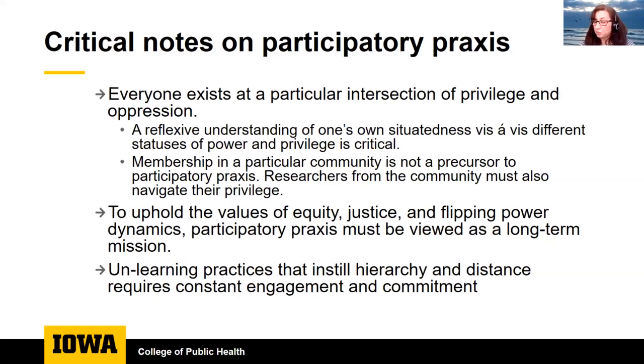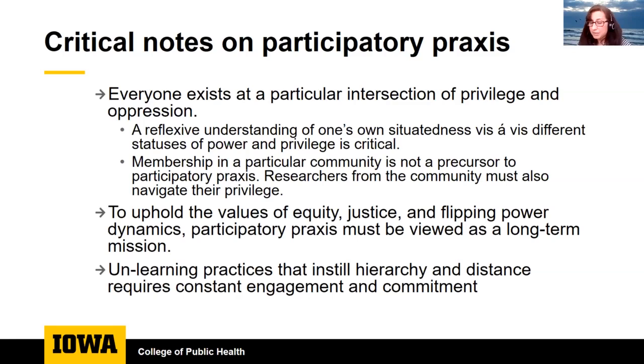Membership in a particular community is not a precursor to participatory praxis. In fact, even and perhaps especially researchers from the community must also navigate their own privilege. For example, as related to institutional, economic, or educational status, as well as gender, race, ability, and other statuses.